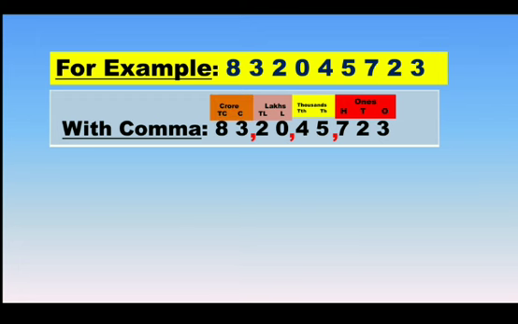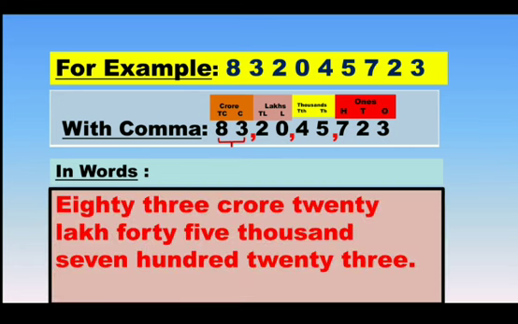Now let us understand to read and write this number according to this system. For reading and writing the number, always start from left to right. So here in this number, the leftmost is crores periods. Let us read as 83 crore, 20 lakhs, 45,000, 723.